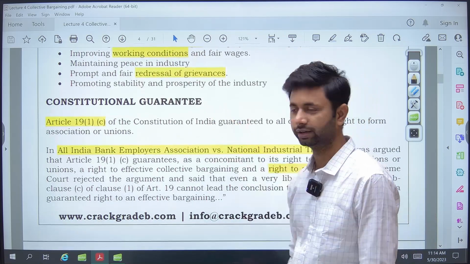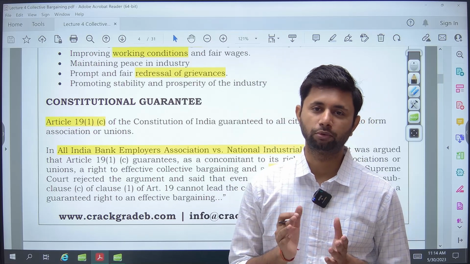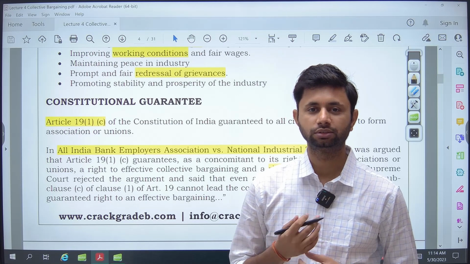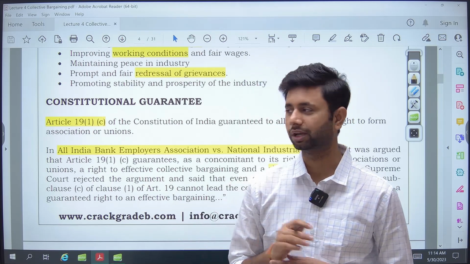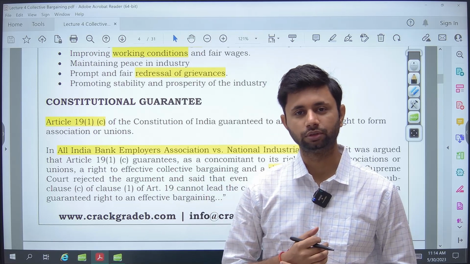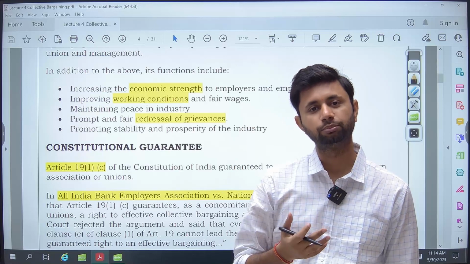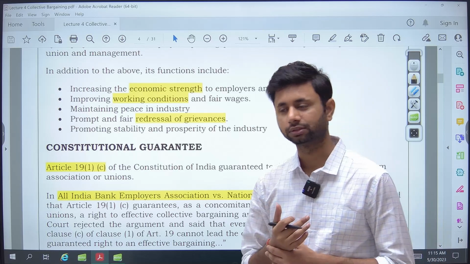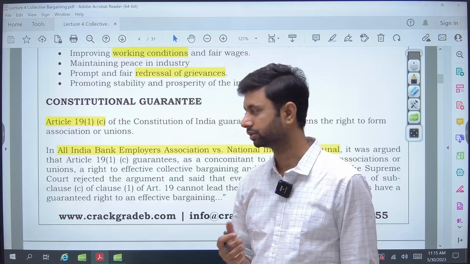Prompt and fair redressal of grievances. And see, if we have provided a proper method, suppose somebody has done something illegal to us, so we have a process that we can directly go to the court. We have a designated authority that we can approach, that can resolve our issues. So in a similar manner, having a set of conditions, having a set of provisions, enables the workers and also the management to redress their grievances. And this will be beneficial for both parties.